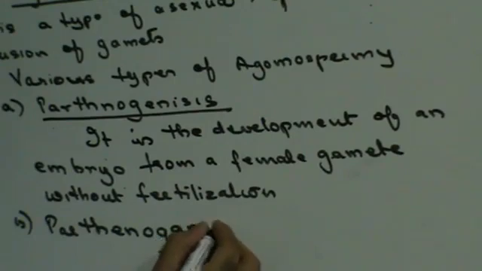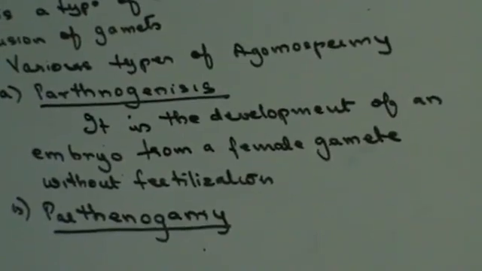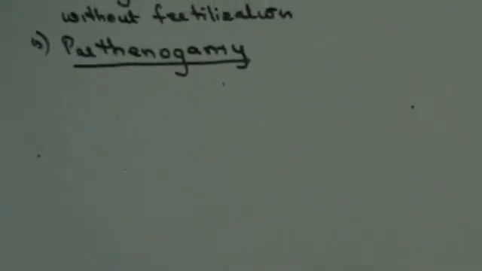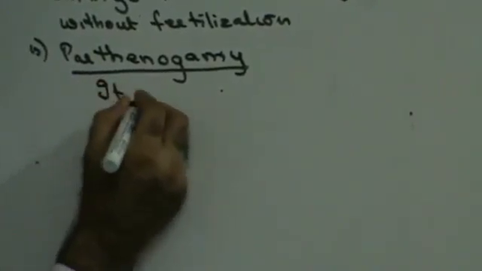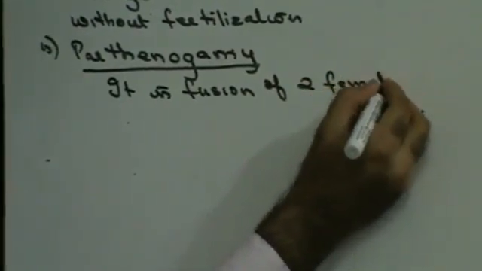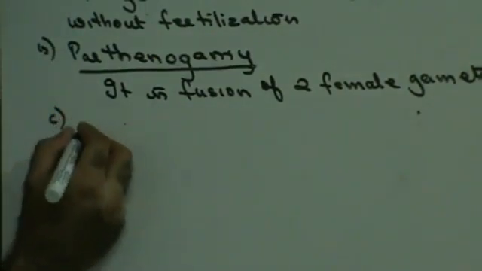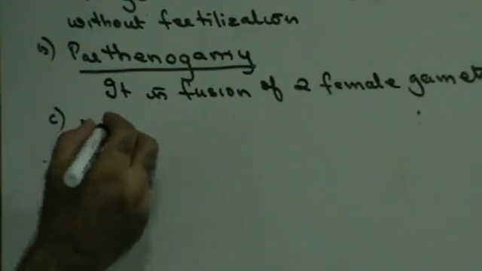Parthenogamy. Now, if I had fusion of two female gametes to produce the embryo, then that is called parthenogamy, right? So here your embryo would not be produced by the fusion of male and female gamete, but by the fusion of two female gametes. And then you have apospory.